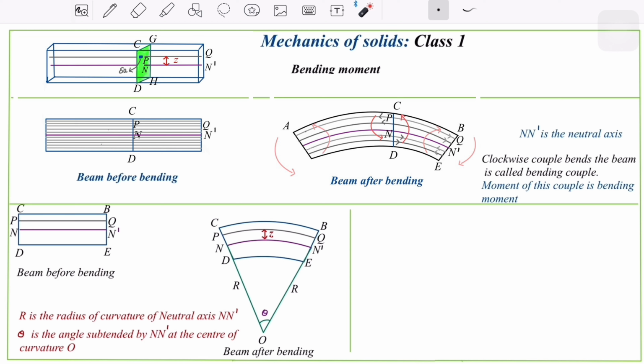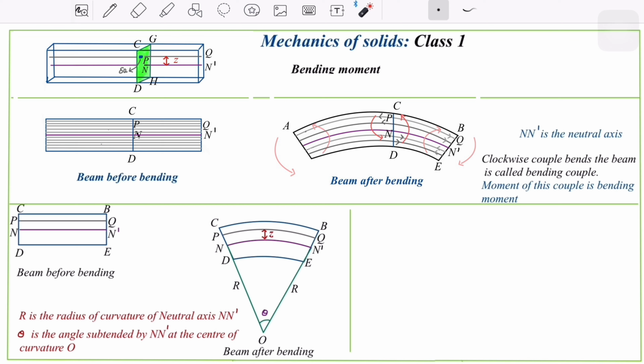So before bending, the length of PQ and N dash are equal. Now what happens to the same portion when the beam bends? When the beam bends, the length of N dash will not change because it is the neutral axis. Now the length of the filament PQ is extended. This is because PQ is above the neutral axis.